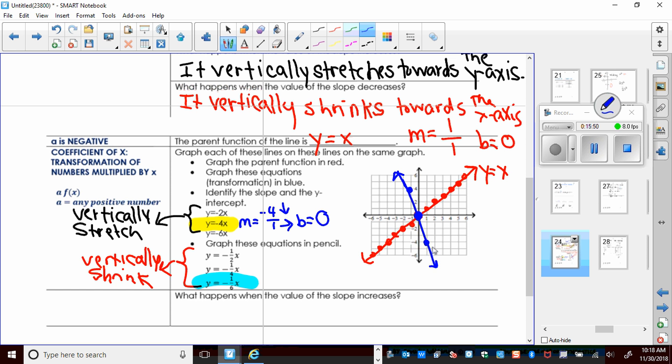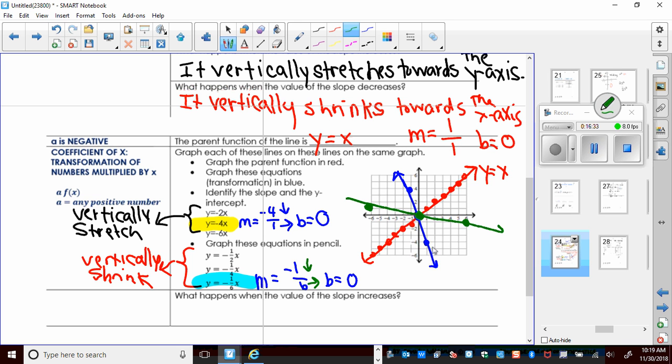But down here, if I were going to do y equals negative 1/6 times x, m equals negative 1 divided by 6. b equals 0. I go to where I have my y-intercept at 0, and my directions are down 1, right 6. The opposite direction is up 1, left 6. So down 1, right 6. And here I am. Up 1, left 6. And there it is.